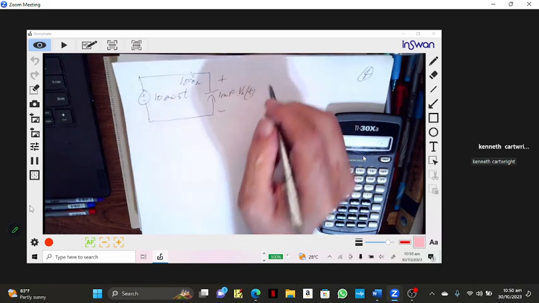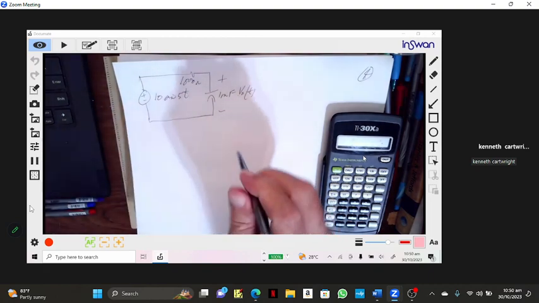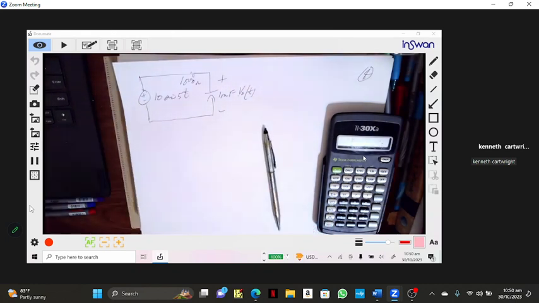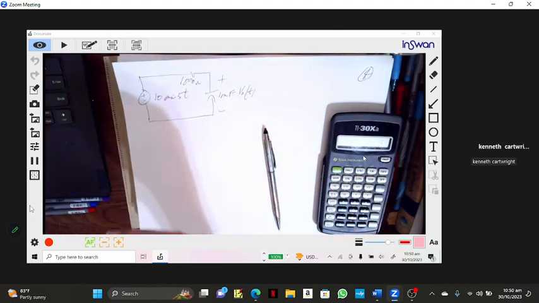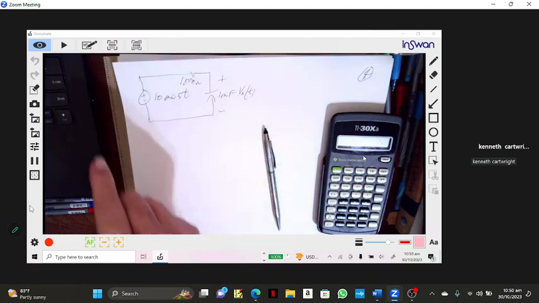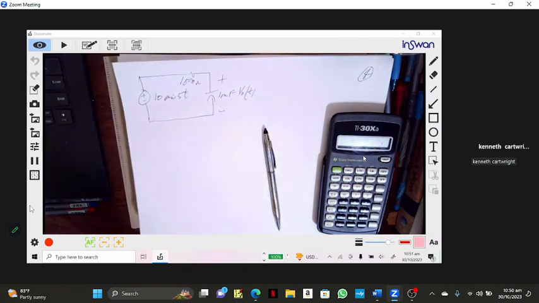How to find the voltage across the capacitor? Because V out of t is in fact the output voltage, and the input is a sine wave. So V out of t is the sine response, the sinusoidal response.